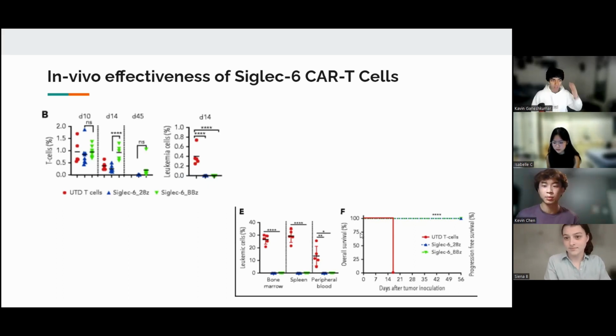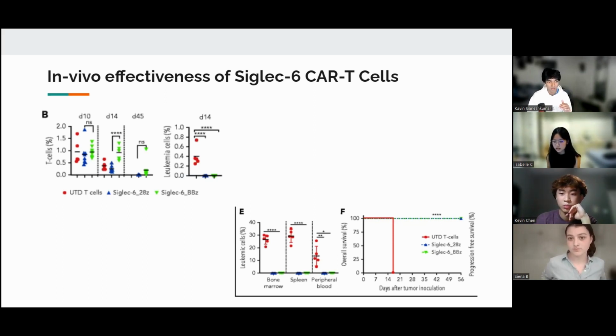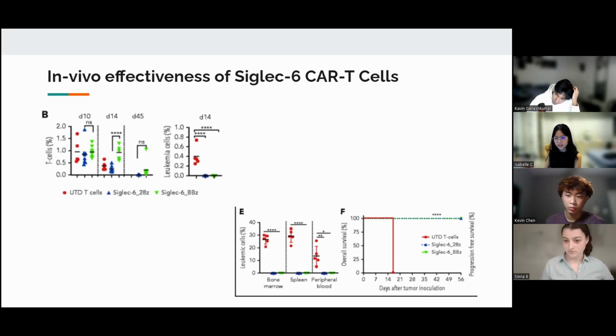Especially the bone marrow, that's where it's all produced, right? And you can see that with the Siglec-6, both variants, it's just 0%. At the center where it's produced, there are no leukemic cells whatsoever, which I thought was really cool. Of course, the two Siglecs had different effectiveness. I'm pretty sure BBZ was a little bit better, but interestingly, after enough time, the mice were completely out of remission, with no cancer developing again for both of them, which is incredible.